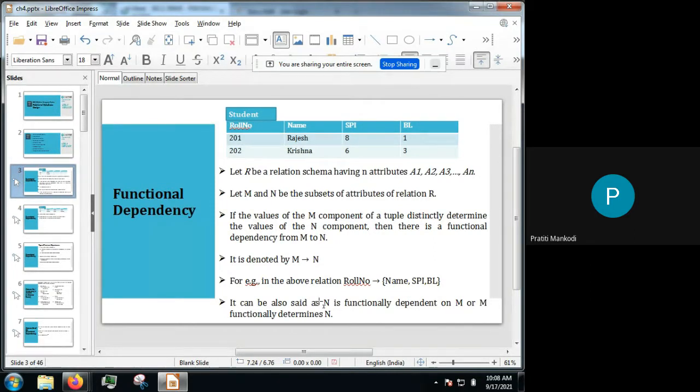So we discussed functional dependencies. We say M determines N, or M giving N, where M is the determinant part and N is the dependent part. Now M and N is just simple notation. M and N can be a single attribute, or M and N can be a set of attributes. Together they can be termed as determinant and dependent.